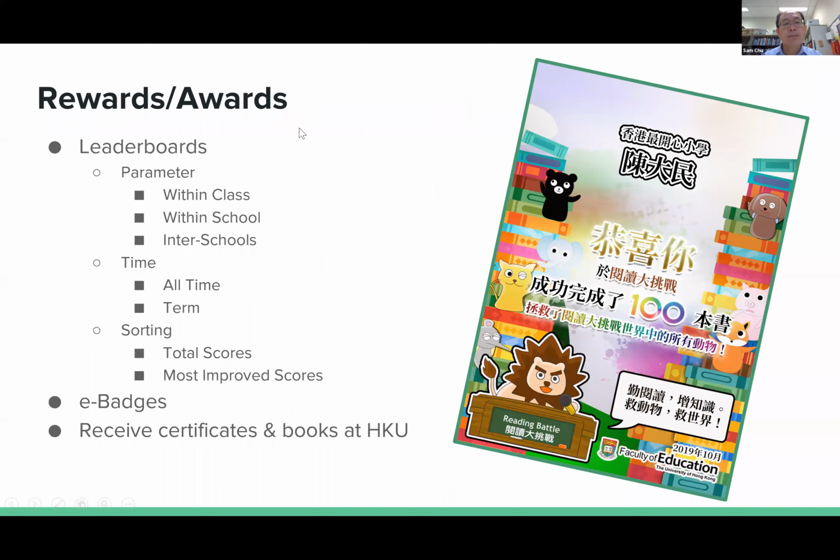And also various kinds of rewards are all needed, whether electronic, like e-badges, or different kinds of leaderboards. And then at the end, I create close to 300 awards that the students will come to my university and get. Basically, it's just a certificate and a book.